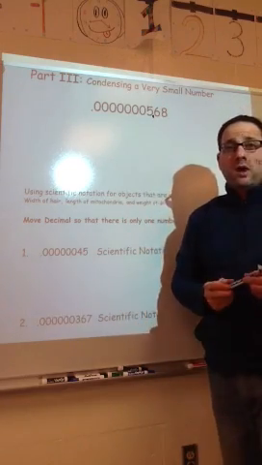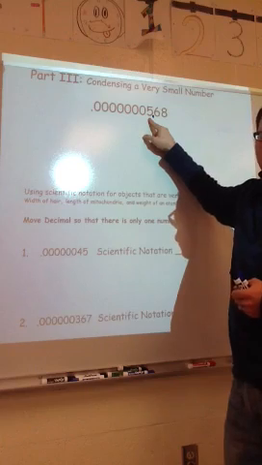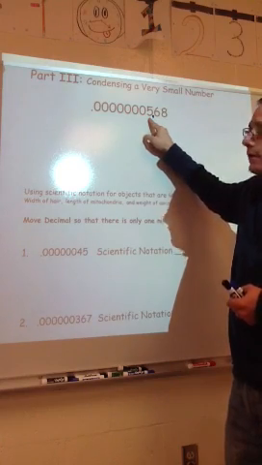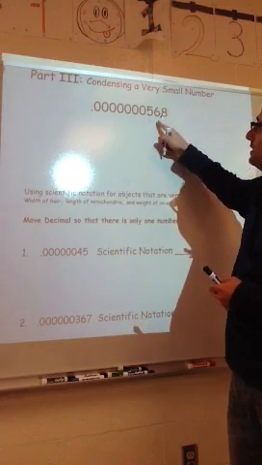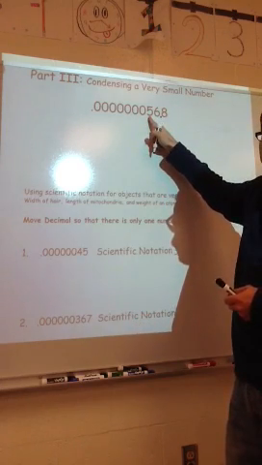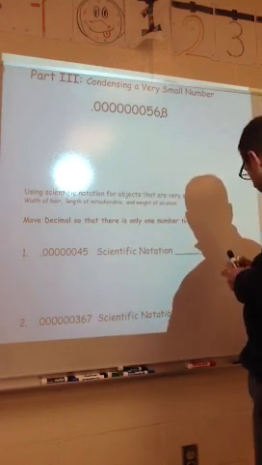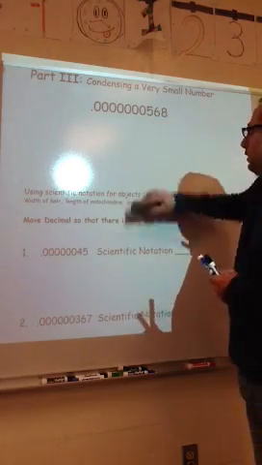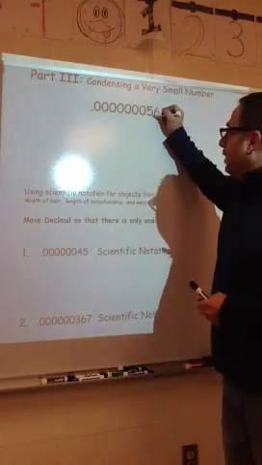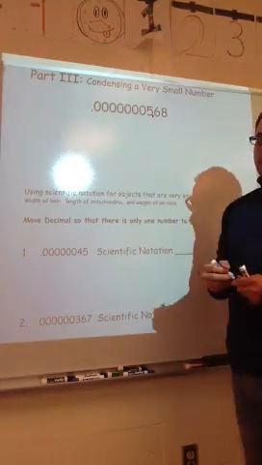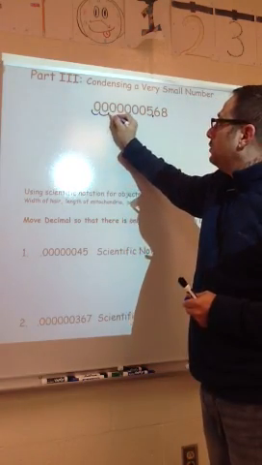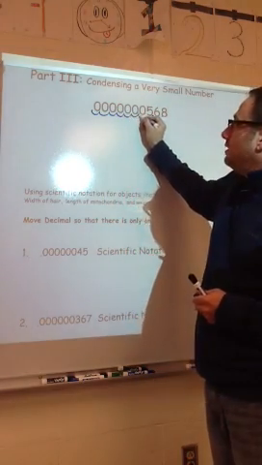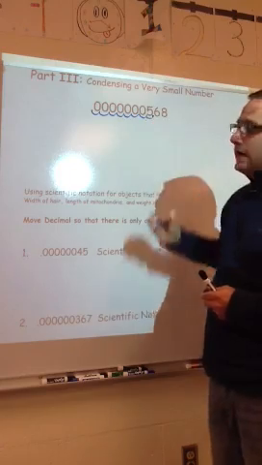And again, the reason why is because there's only one number to the left of the decimal point. If I moved it between the 6 and the 8, you can see I now have two numbers to the left of the decimal point, and that is not correct. So find where there's only one number to the left of the decimal point. Again, count how many times you had to move it. 1, 2, 3, 4, 5, 6, 7, 8 times.